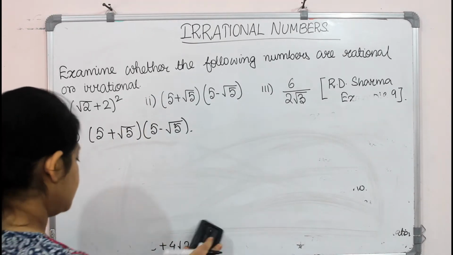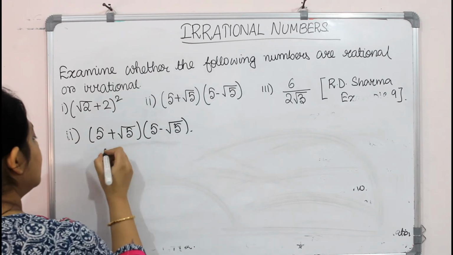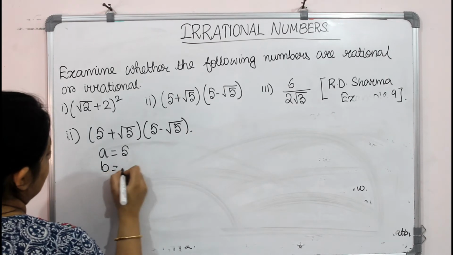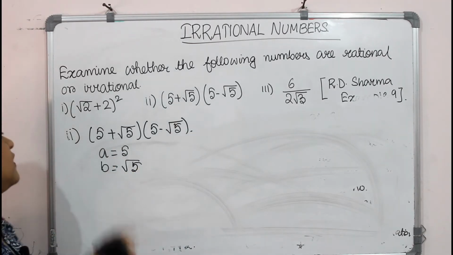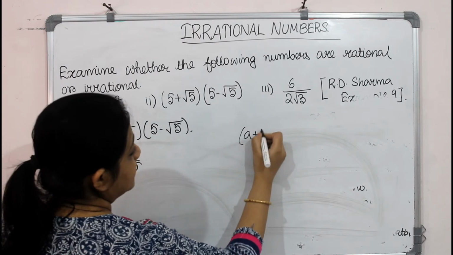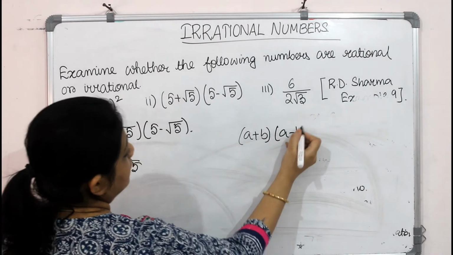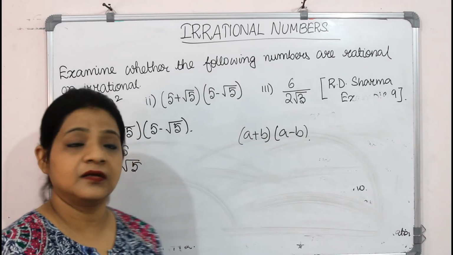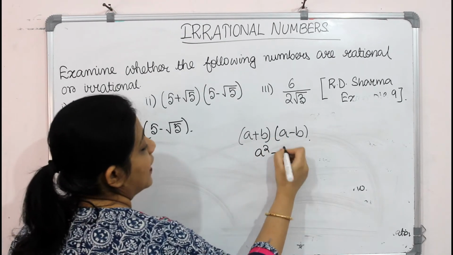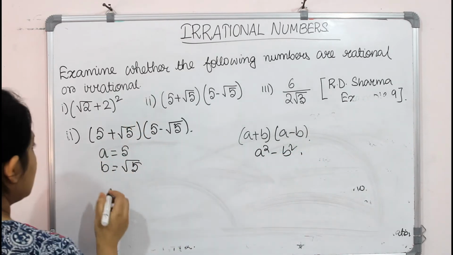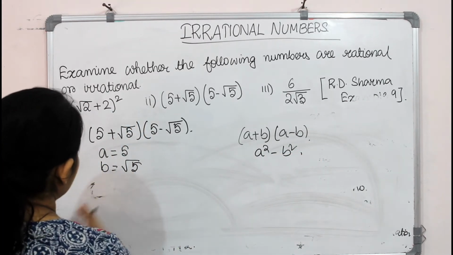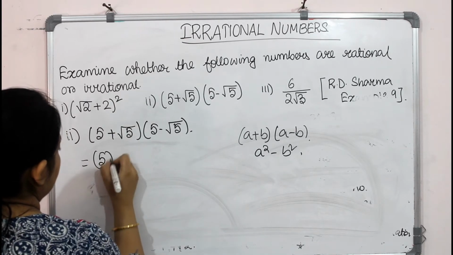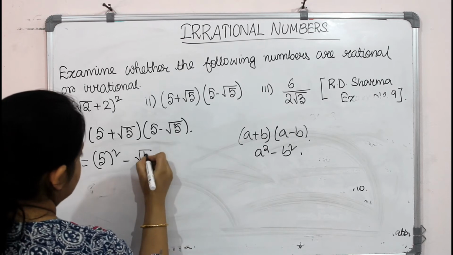I am explaining it here. Let us write a equal to 5 and b equal to root 5. Is it of the form (a plus b) into (a minus b)? Yes. So what is the formula for (a plus b) into (a minus b)? It is a square minus b square. So straight away you will write 5 square minus root 5 square.